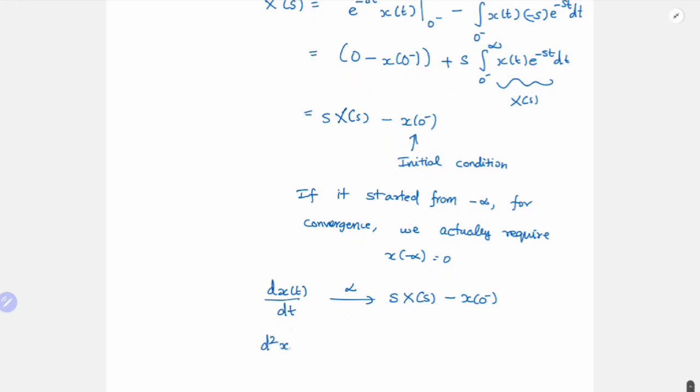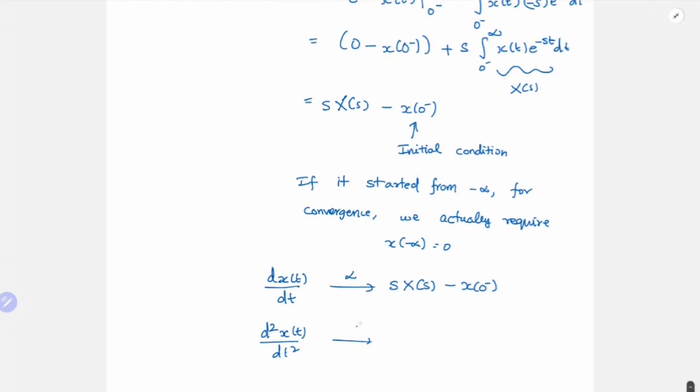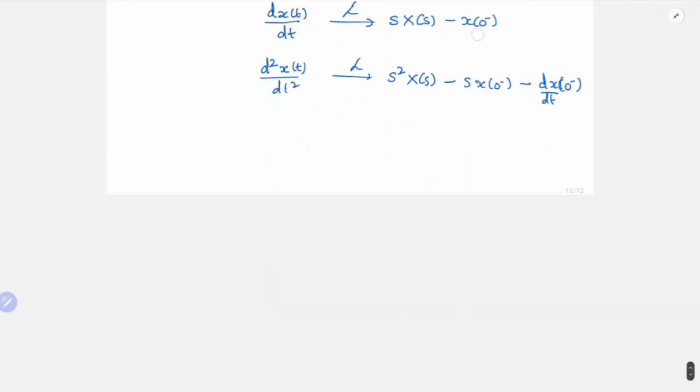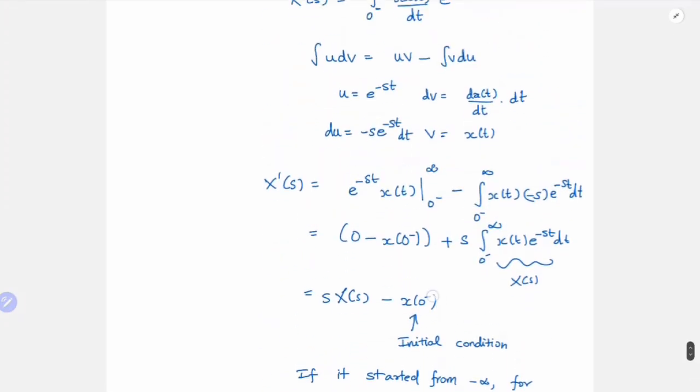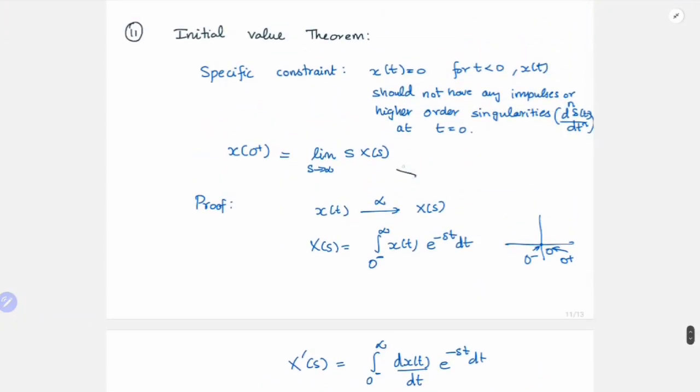If you take another derivative, what will your Laplace transform be? It will be s square X of s minus s x of 0 minus, minus dx of t by dt evaluated at 0 minus. Because it is like differentiation of this one. So you will get s into s X of s minus x of 0 minus, and that dx of t by dt evaluated at 0 minus. So you will get this term. Okay. So now with this background, we need to prove this statement.